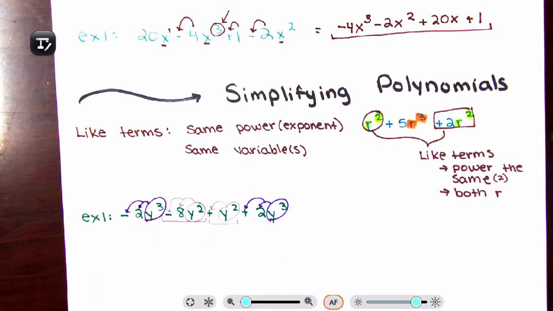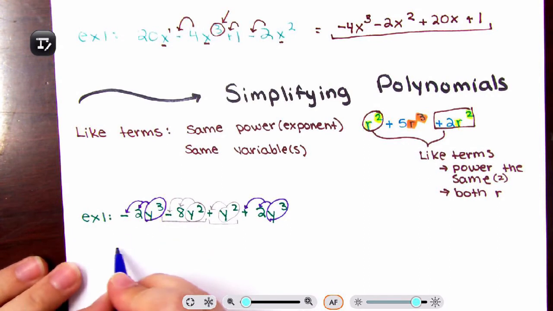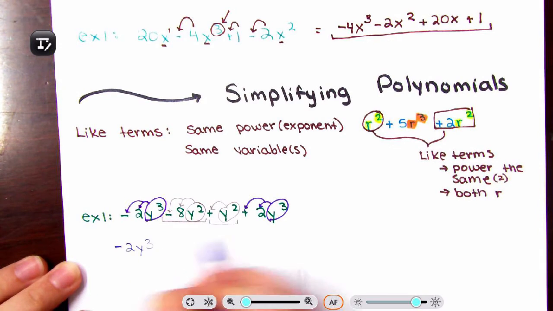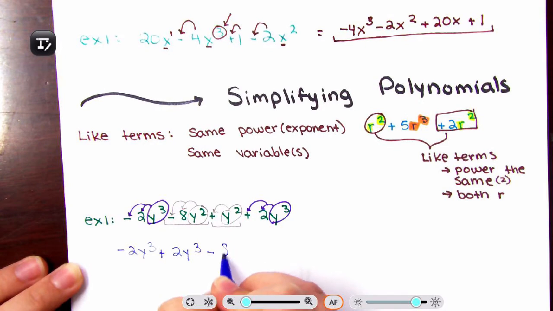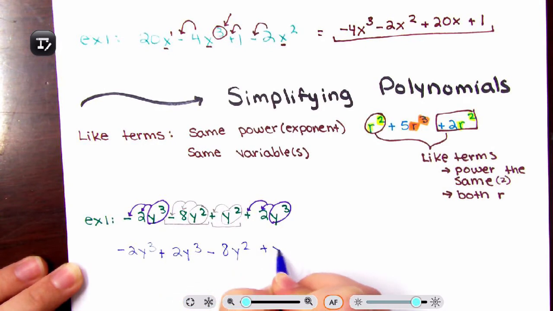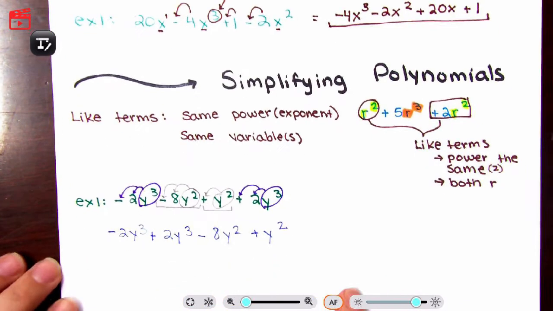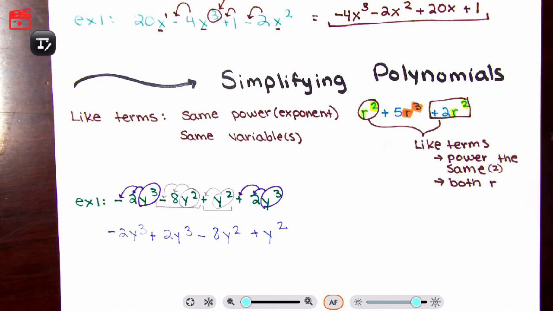So I'm going to rewrite them. You don't have to rewrite them in order, as in grouping them horizontally, but I'm going to choose to do that. So I have a negative 2y cubed, and I have a positive 2y cubed. I have a negative 8y squared, and I have a positive y squared. Sometimes it does help for you to write them together to see what you have.